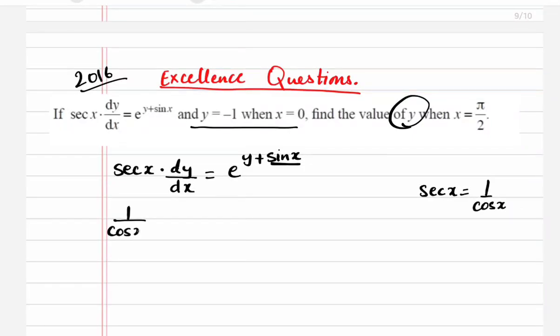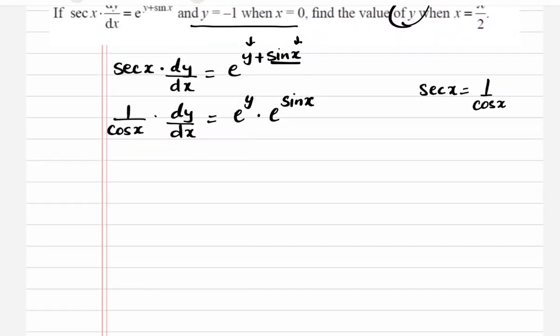So that can be cos x dy over dx is equal to, now here use the exponents rule, e to the power of y times e to the power of sine x. Why I did that? Because the variables y and x are different, so it will be easier for us to move all the variables to one side. So now let's move the variables to one side. So here it's going to be 1 over e to the power of y dy is equal to cos x times e to the power of sine x dx.